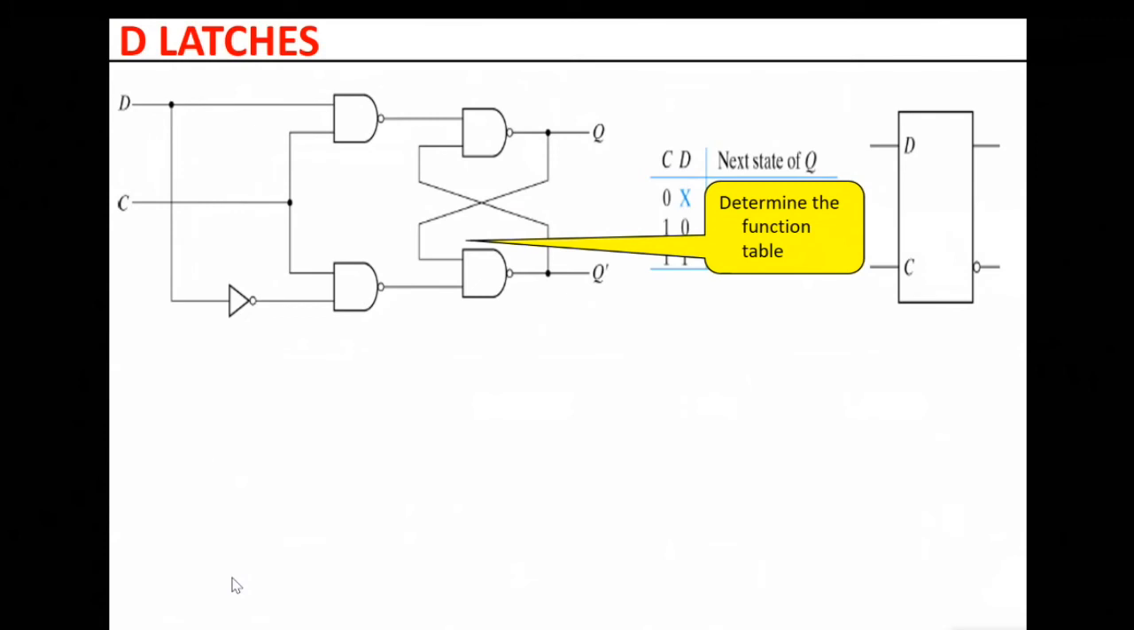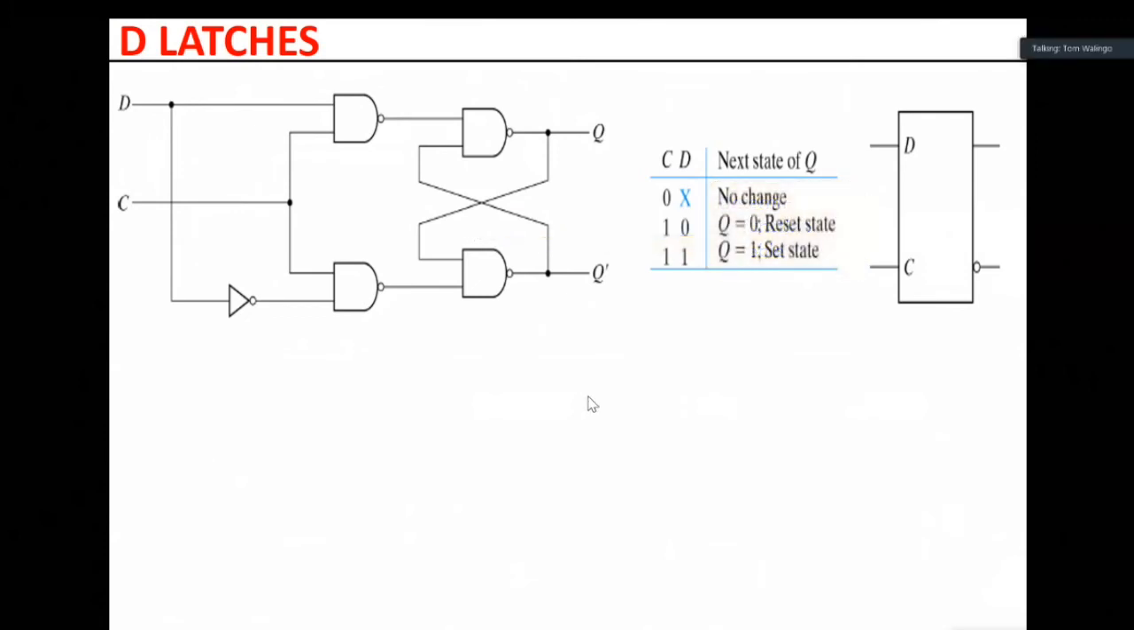Basically, when C is 0, we saw that it's in memory, no change. When D is 1, D is connected to the set, so it will be set. When D is 0, Q will be 0. So that is what we call a D latch, a transparent latch. Transparent means when enabled, when C is 1, whatever value is at D will be seen on Q.